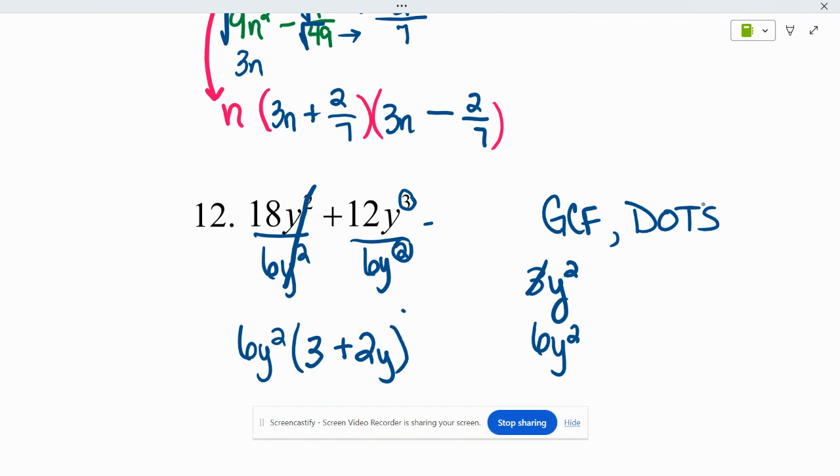That's perfect. Okay. Is 3 plus 2y a difference of 2 squares? Can we use the dots method for that? No. So are we done? We are done with that one. Okay. Flip it over to the next page.